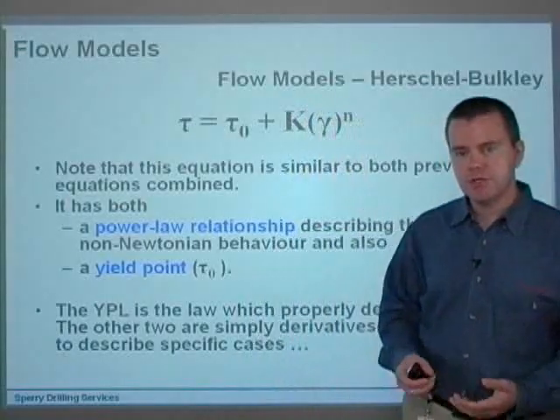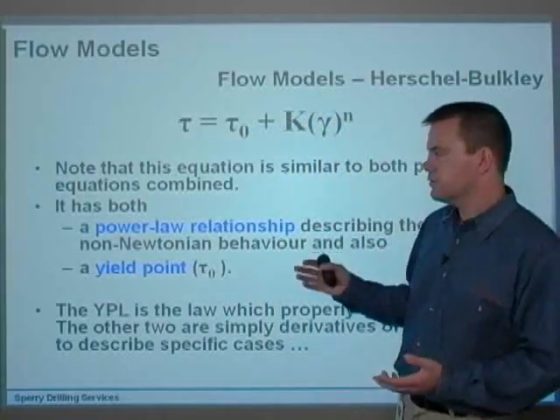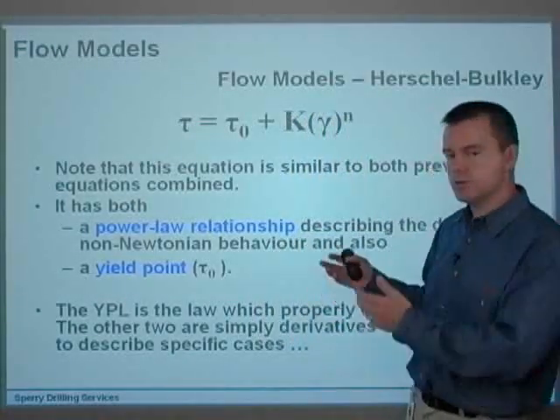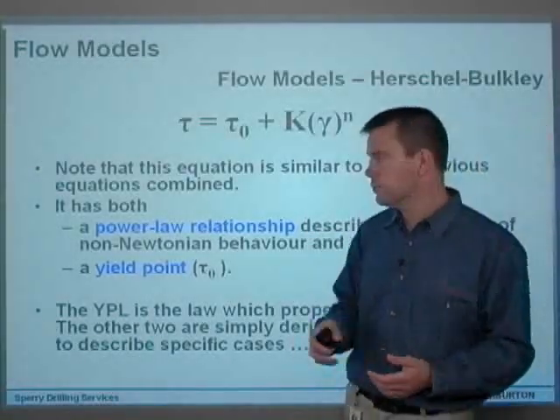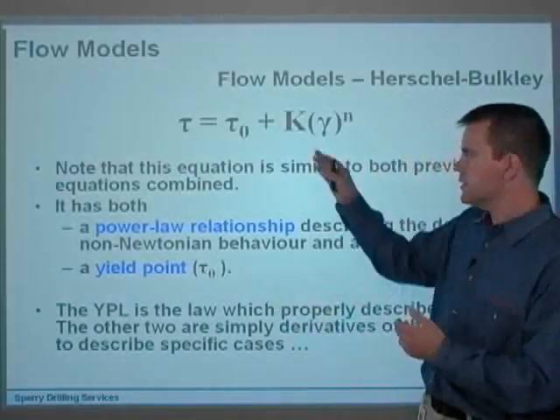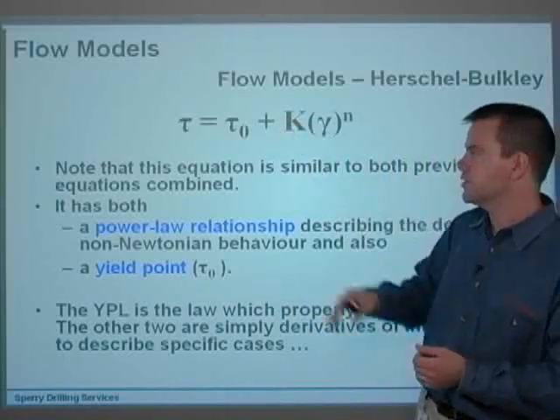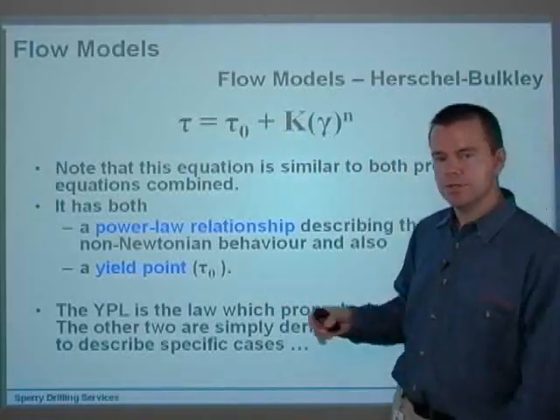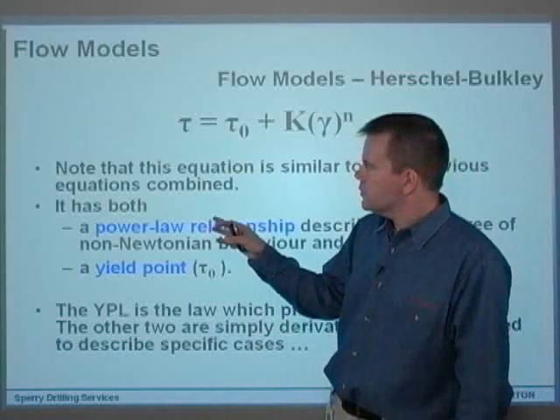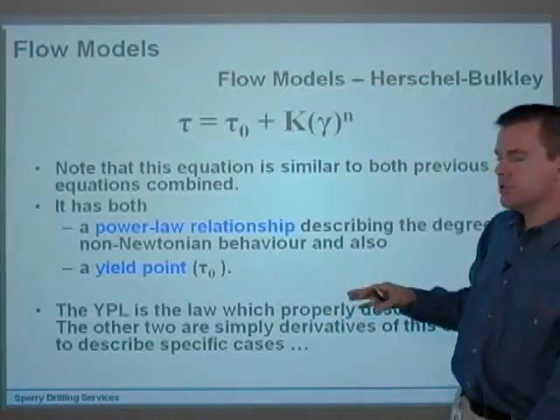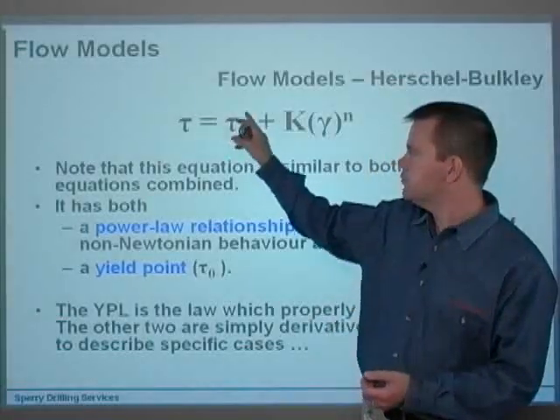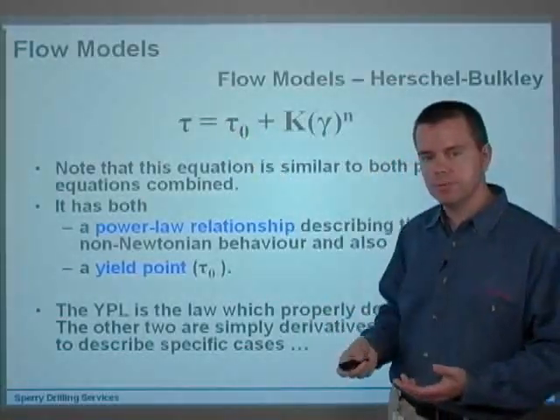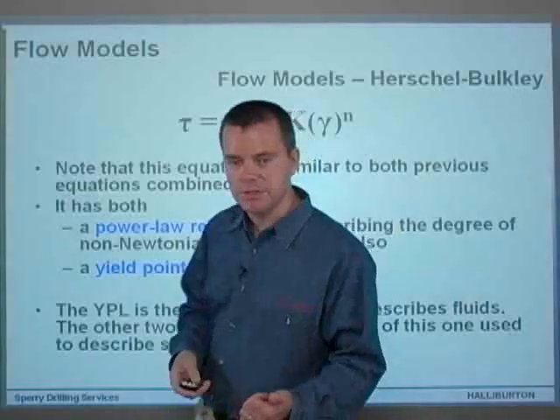So the equation's similar to both the previous equations combined. That's not to say that it was derived from both the previous equations. In actual fact, what you could say is the previous equations were approximations of this equation, which fully describes a fluid. The beauty of it is it's got a power law relationship which describes the degree of non-Newtonian behaviour, and it also has a yield point, which is tau 0. And the yield power law is actually the law which properly describes fluids.